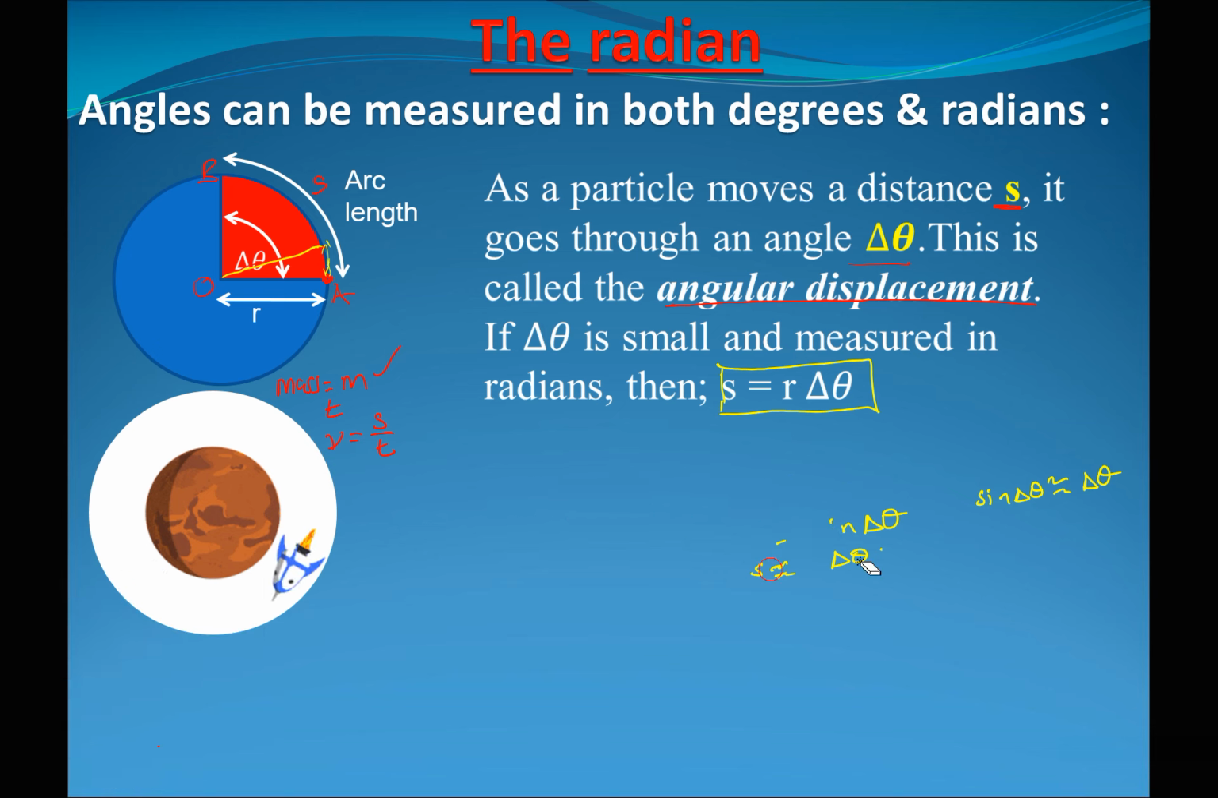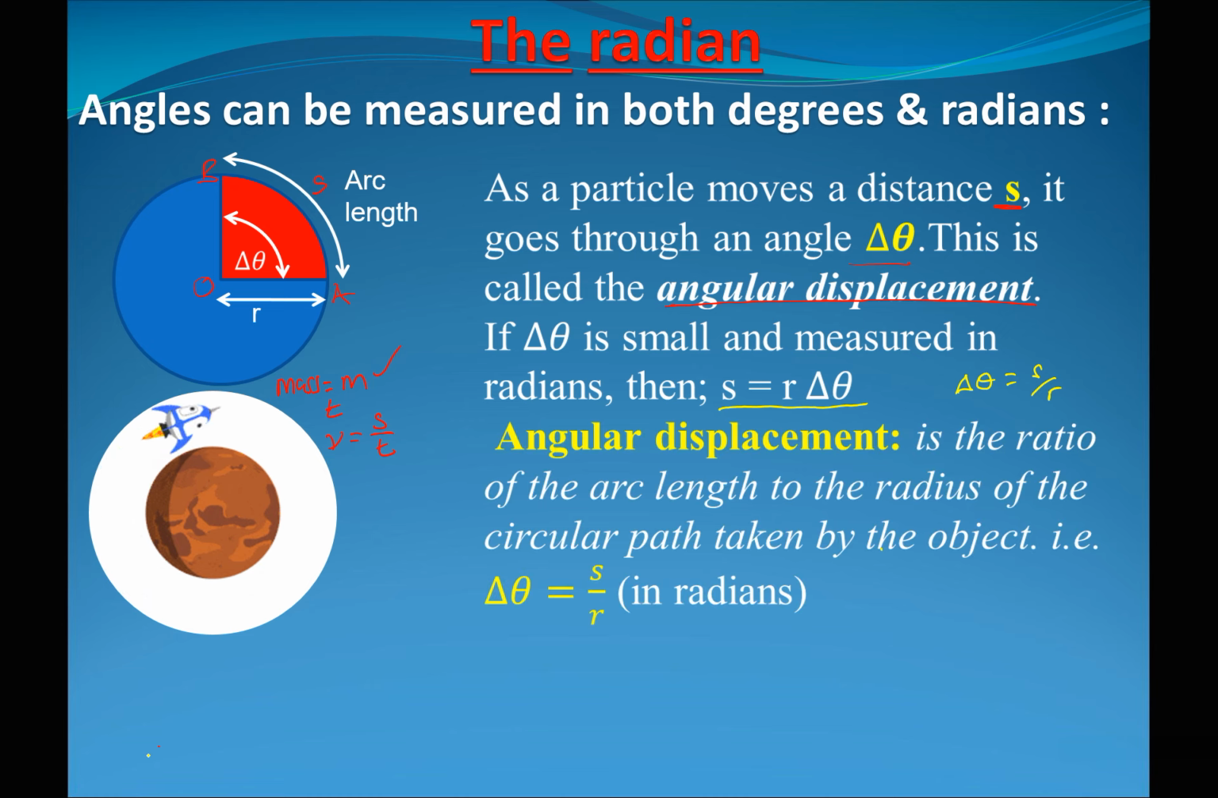So this is what we call the curvilinear distance. The curvilinear distance is therefore equal to r, the radius of the circular path, times the angular displacement. So we can make delta theta the subject, that is delta theta is equal to s over r, and we use this to define what we call the angular displacement.